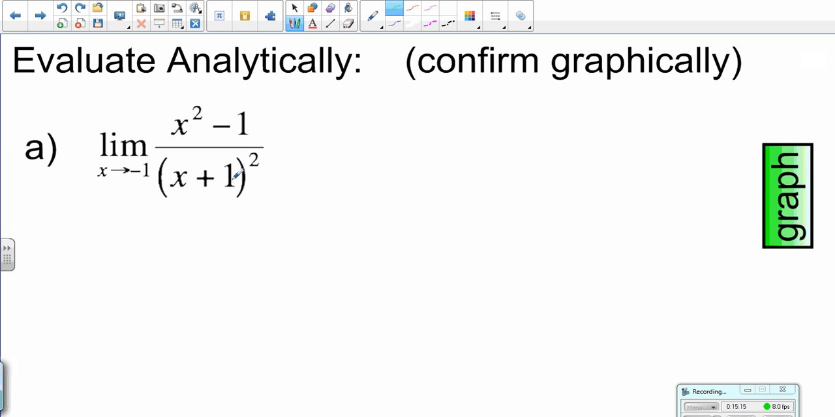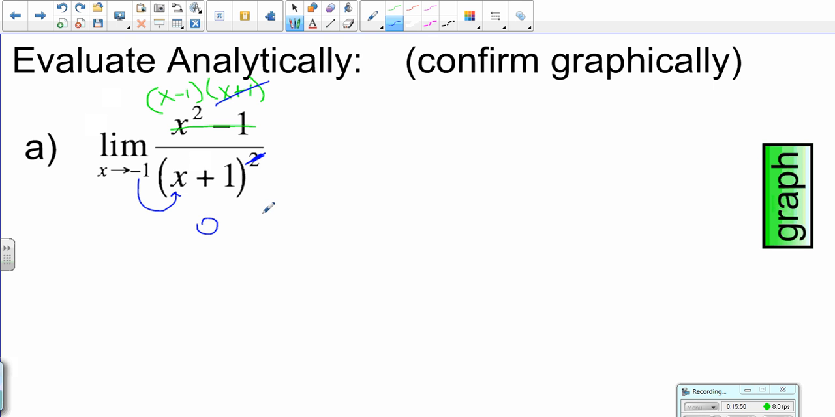Okay, this one. Evaluate analytically. The only thing I can see that we could possibly do would be to rewrite this as x minus 1, x plus 1, because it was a difference of squares. Now we could cancel, couldn't we? Could cancel one of those off so that would take care of the squaring. However, when I use substitution, I'm still left with a negative 1 going in there, and I'm going to get 0.